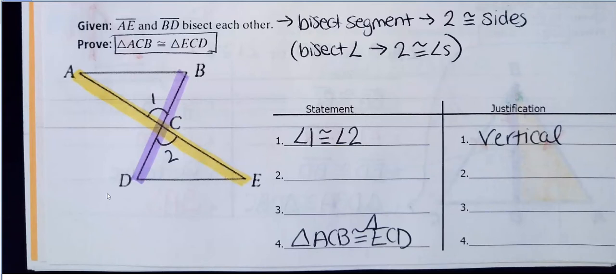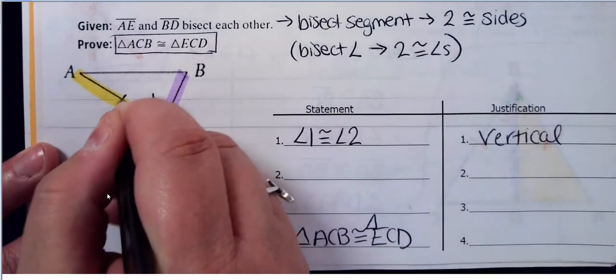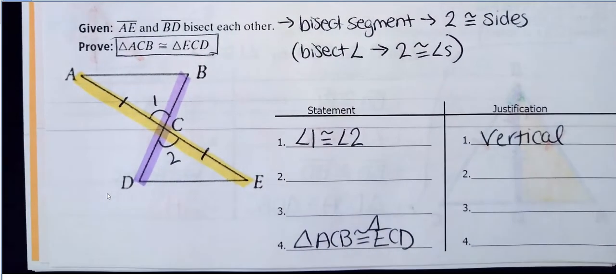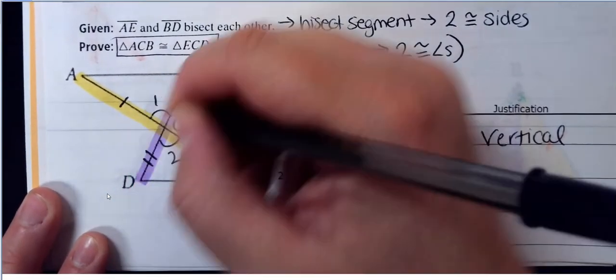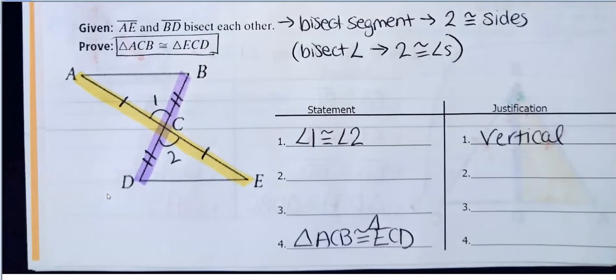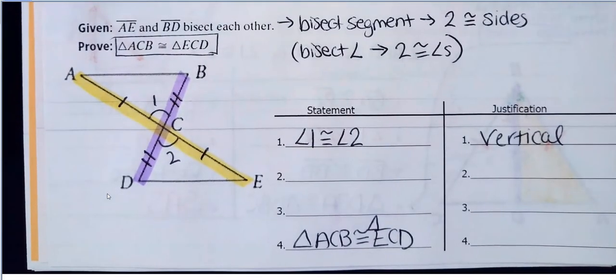Bisect just means it cuts it equally in half, right? So these 2 segments, one of them I got yellow, one of them I got purple, they bisect each other. That means they cut each other in half. So A to C and C to E, those 2 pieces would be equal. It also means D to C and B to C, those 2 pieces would be equal. I did a single mark on A to C and C to E, and a double mark on B to C and D to C. That really doesn't matter as long as you know which sides you're talking about.